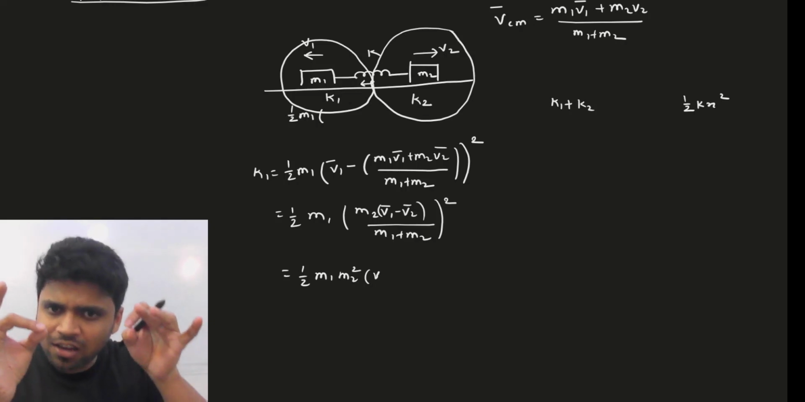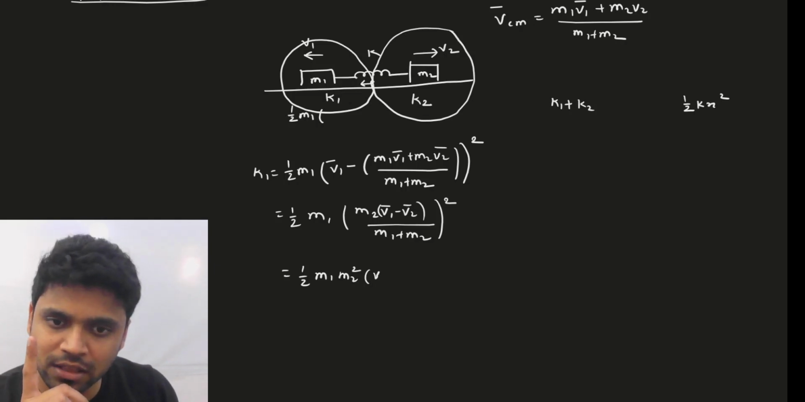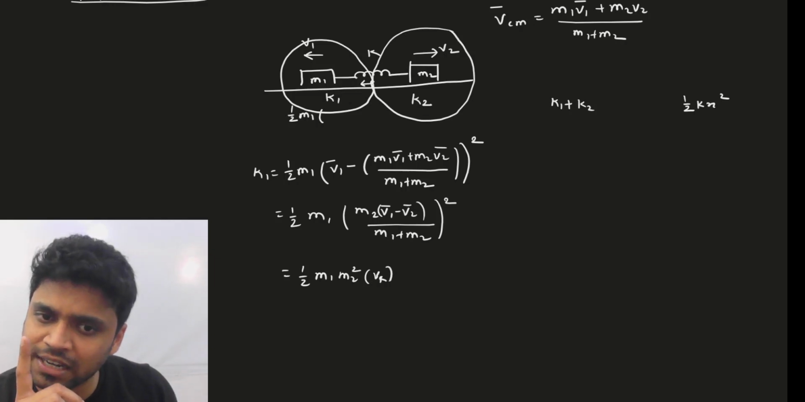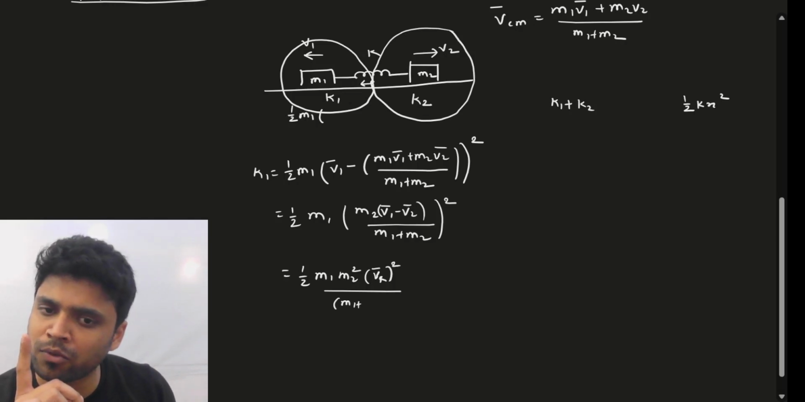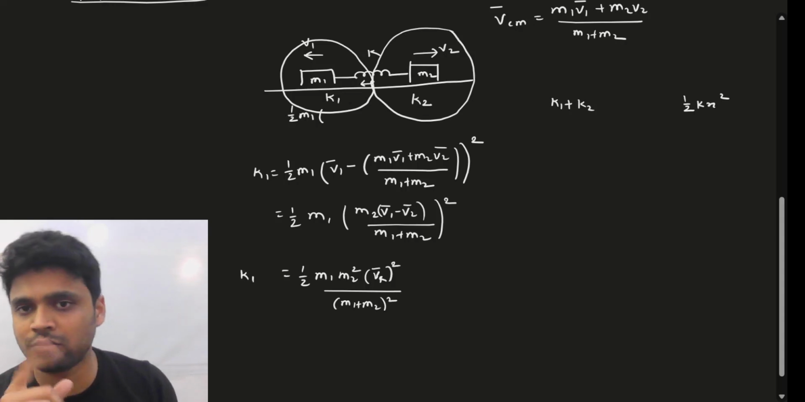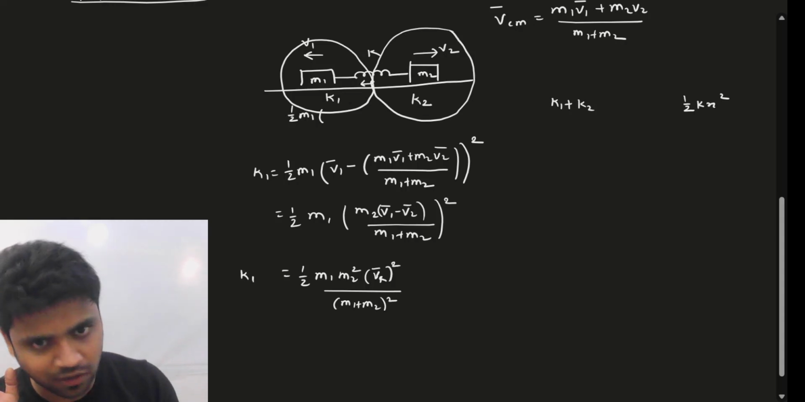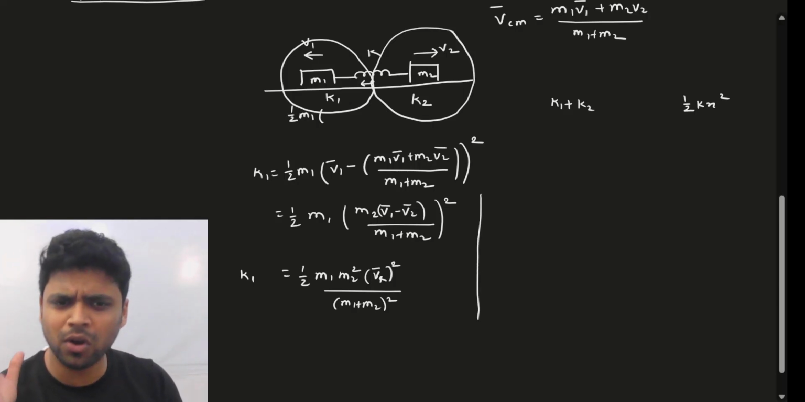So you can simply imagine v1 bar minus v2 bar is nothing but the relative velocity between the blocks. So I'm simply naming it as Vr bar squared divided by m1 plus m2 raised to the power 2. So this is the kinetic energy of one of the blocks with respect to the center of mass. Students, the same process I have to do with the second block as well.